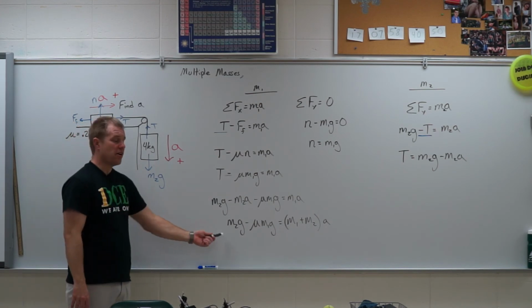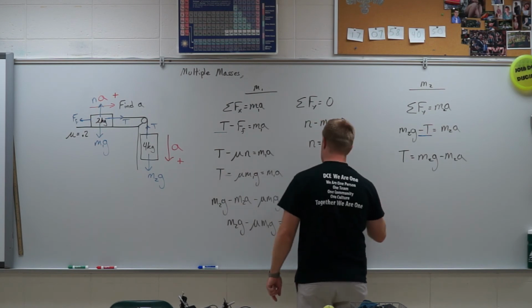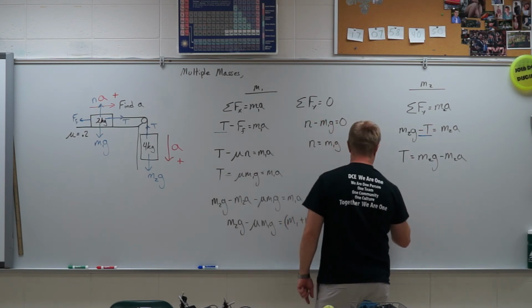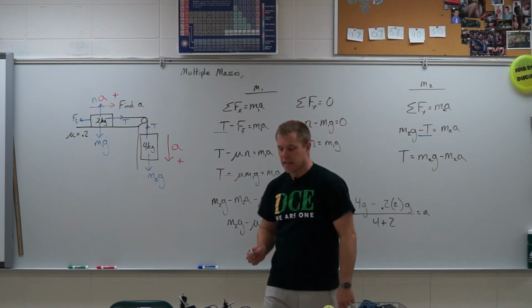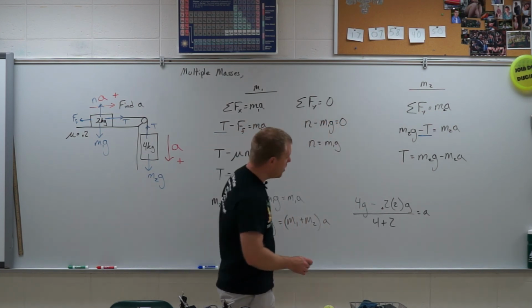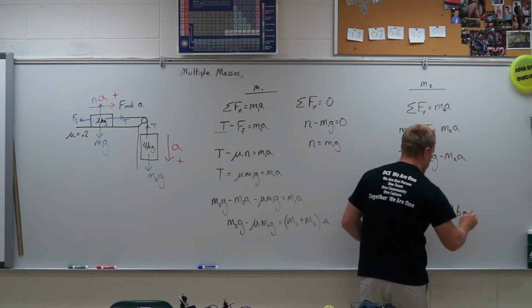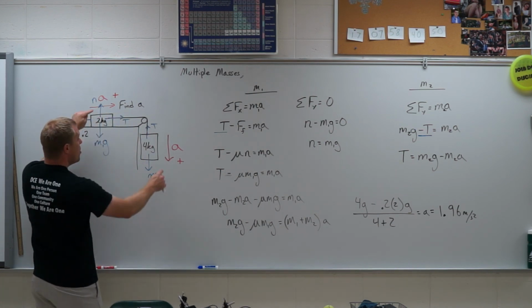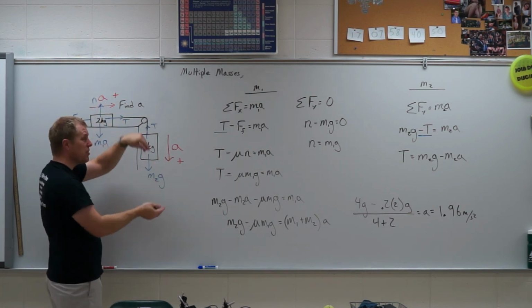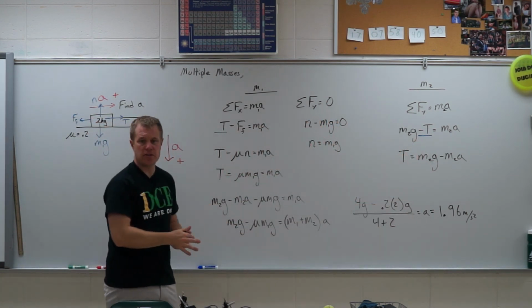So let's go ahead and plug in our numbers, see what we get for our acceleration. So M2 was my 4 kilograms, so I have 4g minus 0.2 times 2g, all divided by 4 plus 2 will give me my acceleration. My acceleration in this case is 1.96, so just under 2 meters per second squared. So again, when we do these multiple mass problems, create that acceleration that's in the positive direction, look for that third law pair to be opposite and equal, and solve your system of equations.